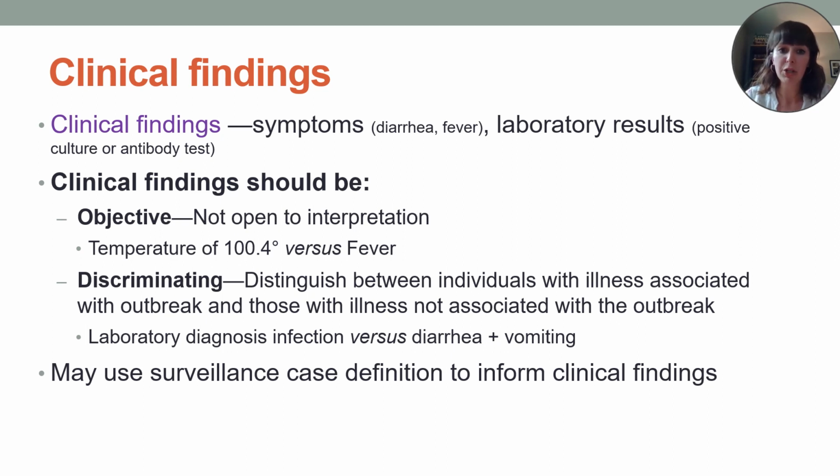Now, the second goal is for your clinical symptoms to be as discriminating as possible. They should help us differentiate between individuals whose illness is associated with the outbreak and those who have illness that is not associated with the outbreak. So, if we have things like a laboratory diagnosis, we are more confident that a person is linked to the outbreak of salmonella, for example, than if a person just had vomiting and diarrhea, which could be due to many different things.